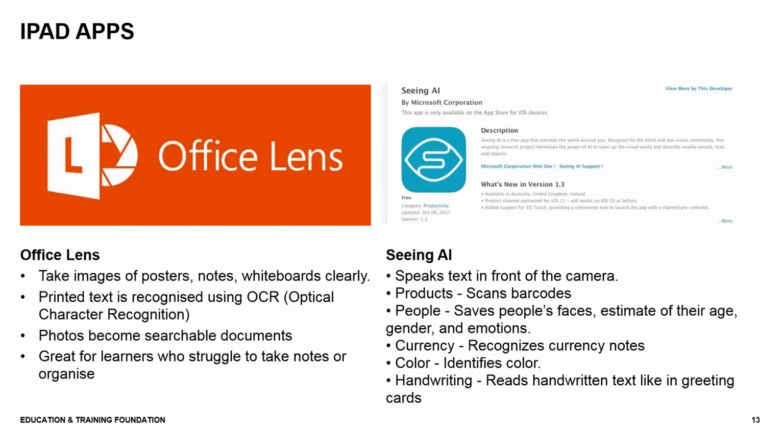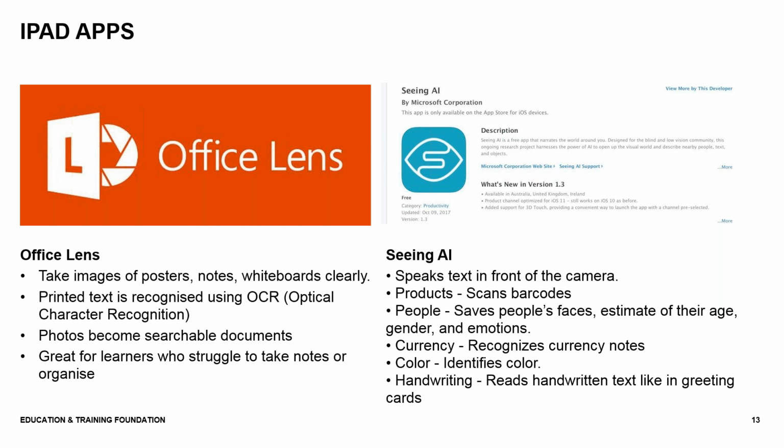What I want to do is just give you a few pointers towards some useful iPad apps, and these two are both actually made by Microsoft, but they're available on iPad, and the first one, Office Lens, is also available on Android. What Office Lens does is it enables you to really easily take clear pictures of posters and notes for learners who like to use pictures a lot. Sometimes the pictures can be really bad and really grainy, and they're hard to use as notes later.